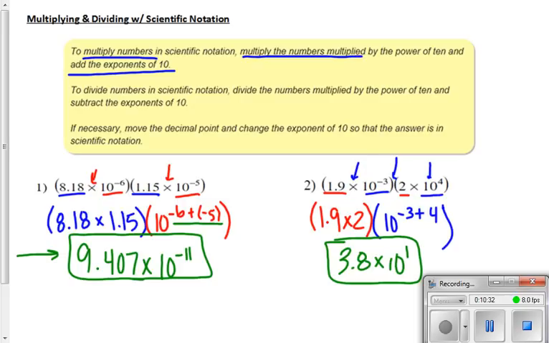Moving on to division with scientific notation. To divide the numbers in scientific notation, very similar to multiplying. Only difference, to divide the numbers, instead of multiplying, you're going to divide those numbers first, and then the powers of 10, you'll subtract those exponents because you're dividing. That's the quotient of powers rule.